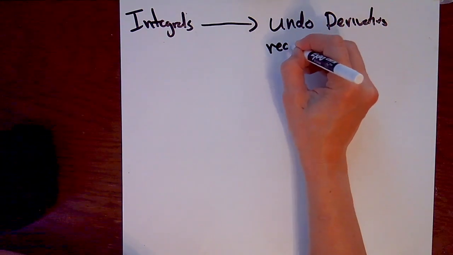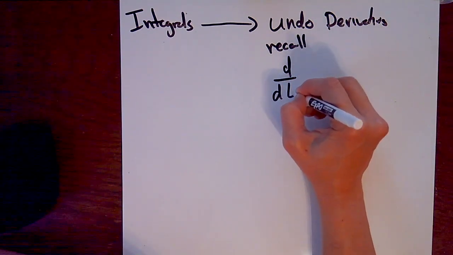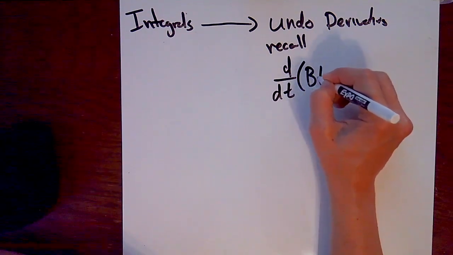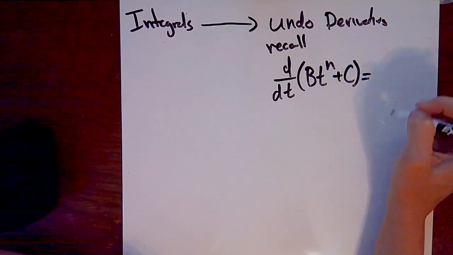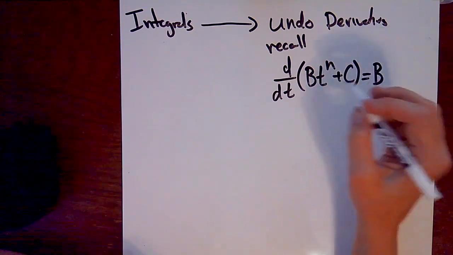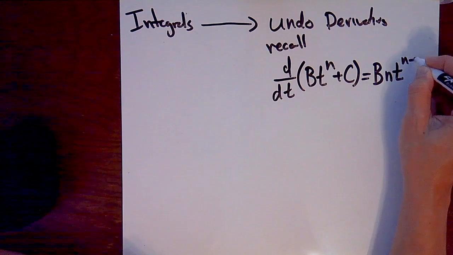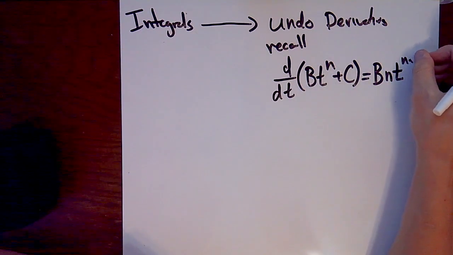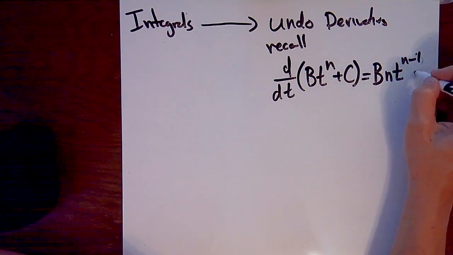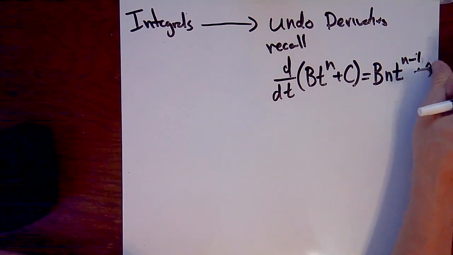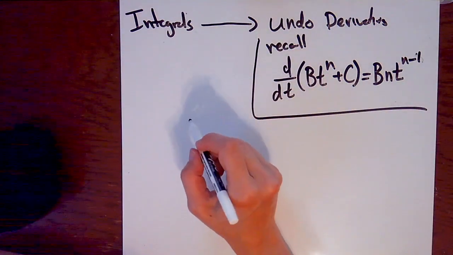So if you recall what a derivative is going to do, if we take the derivative of an equation, say b times t to the n plus some constant, what we're going to get out on the other side is b, that constant, and then we multiply by the power of t, and then we subtract 1. Oops, not add. We subtract 1 from t's exponent. And then this constant, once we take the derivative, it's just 0, so we don't even write it down anymore. So that's how we do a derivative. And the integral is going to be just the opposite of that.